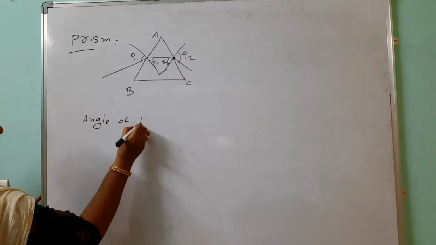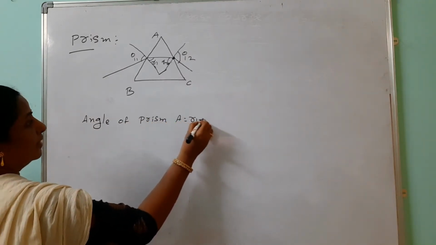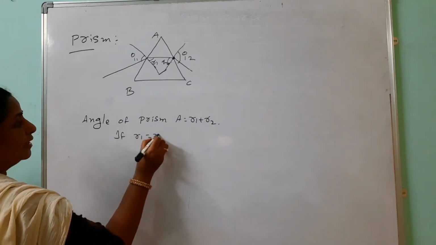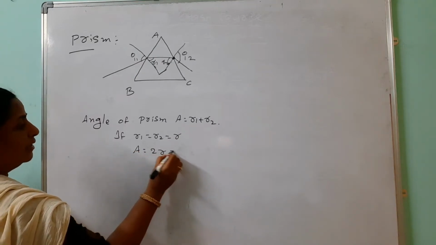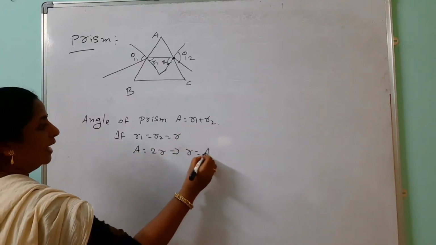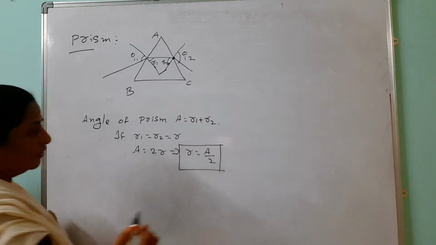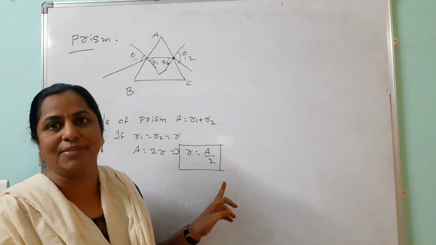Angle of prism A equals R1 plus R2. If R1 equals R2 equals R, then A equals 2R. From this, R equals A by 2. It's very important. When you know the angle of refraction, we can find out the refractive index of the material of the prism.